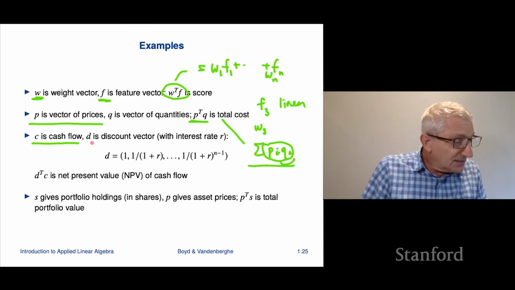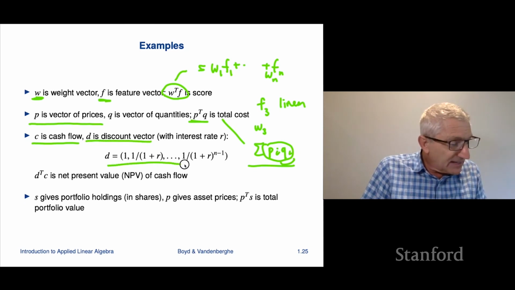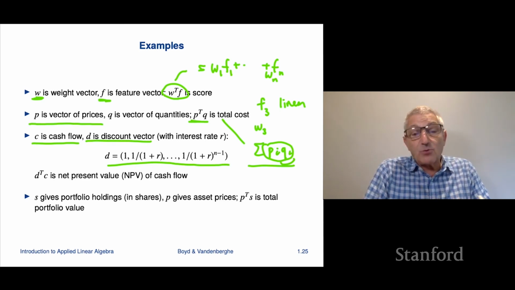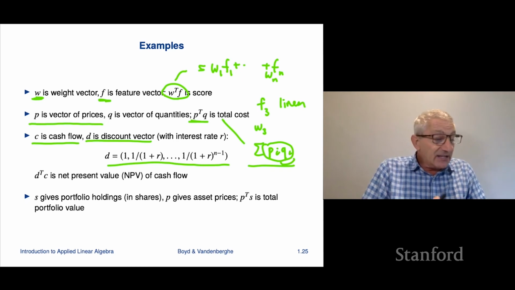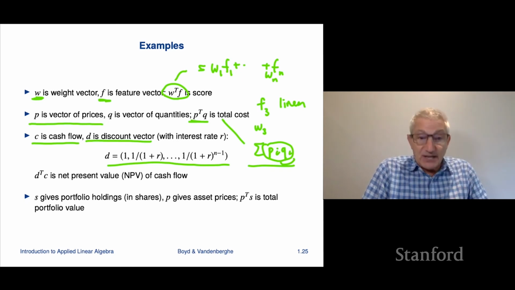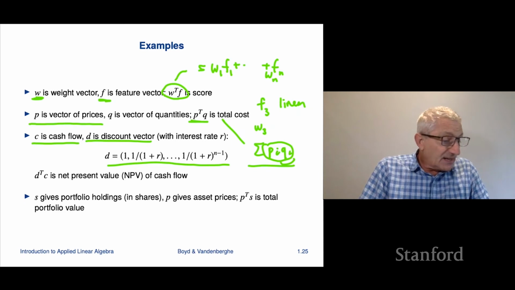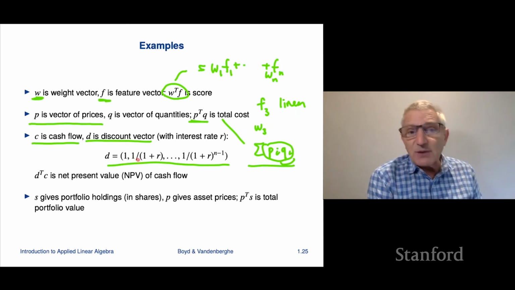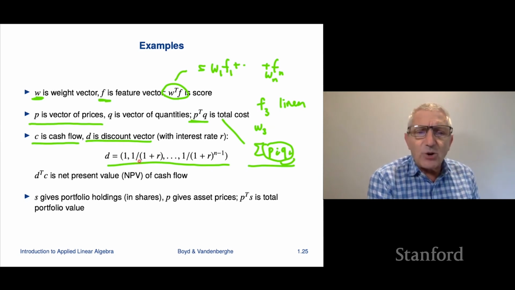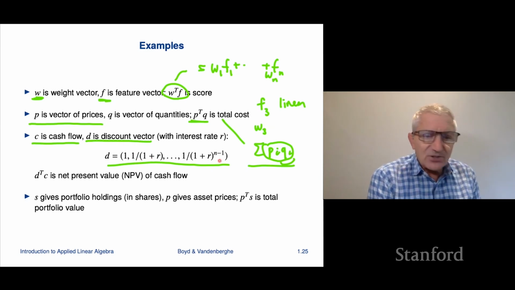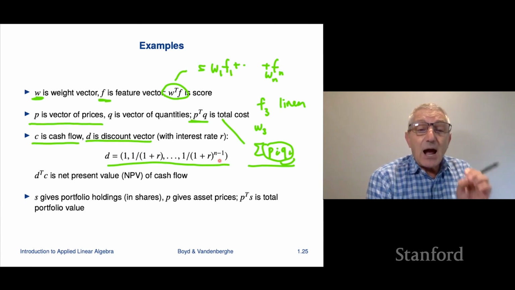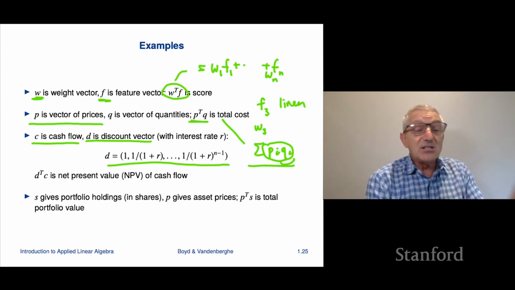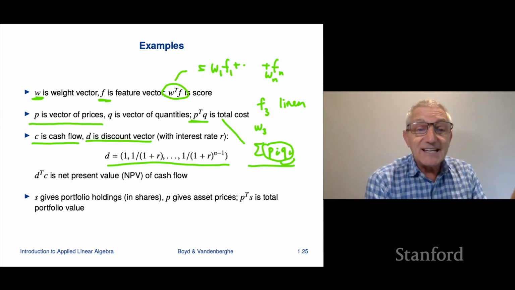Okay, then D is a discount vector, and I'm going to define it to be this. It's the vector whose first entry is 1, then 1 over 1 plus r, 1 over 1 plus r squared, and so on. And here r is an interest rate, like 5% or 0.05. The first entry would be 1. The second entry would be 1 over 1 plus r, so that would be 1 over 1.05, which is about 0.95. And what the discount vector tells you is really interesting. It tells you how much a dollar paid in different periods is worth. What is the current equivalent now, right?